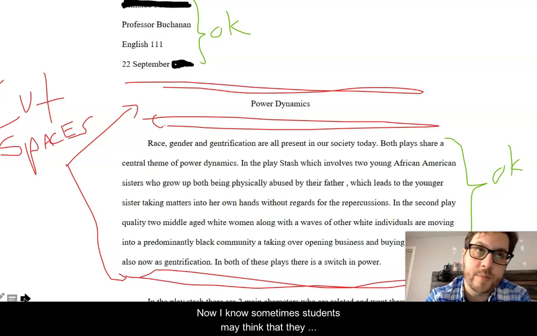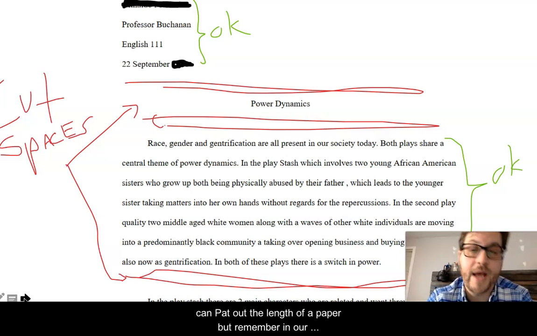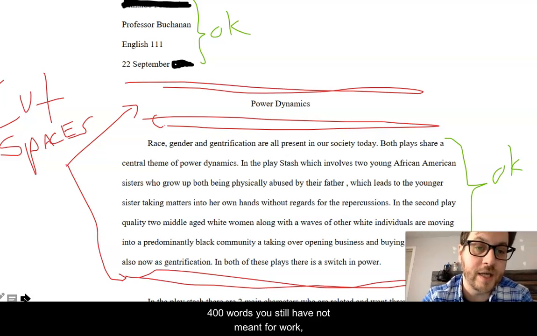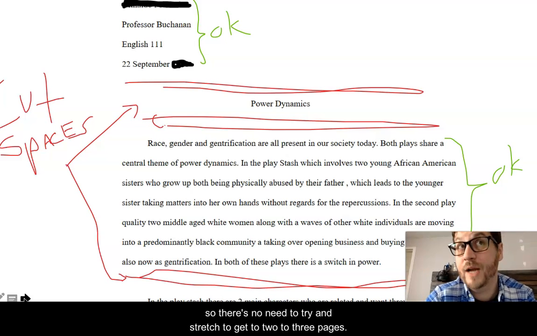Now, I know sometimes students may think that they can pad out the length of a paper, but remember, in our case, it's word count. So if you give me a 15-page paper with 400 words, you still have not met the word count, so there's no need to try and stretch to get to 2 to 3 pages.